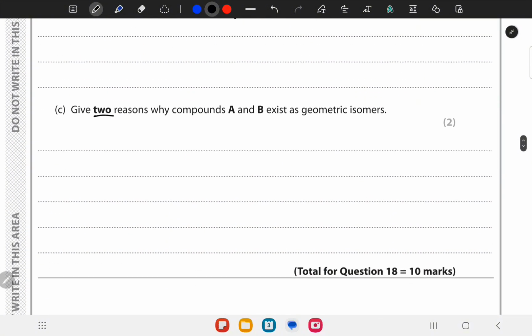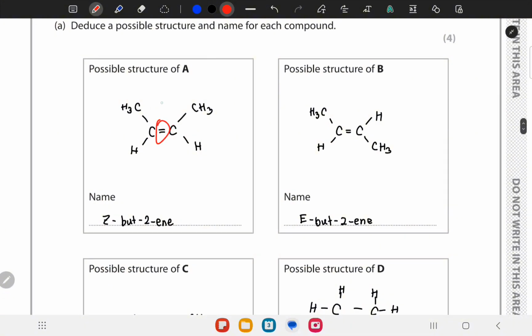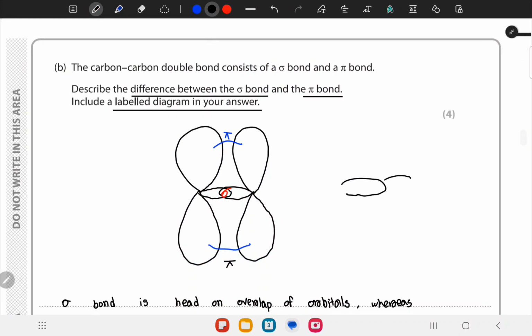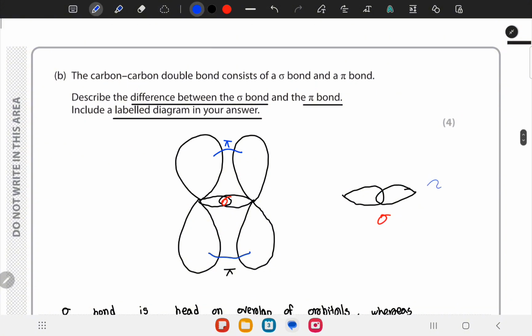Now we have to give two reasons why compounds A and B exist as geometric isomers. For cases like this, we have to talk about the restricted rotation. So around the double bond there is restricted rotation because of the pi bond. If there was a pi bond only, so this and this, so this is a pi bond, sorry my bad, this is a sigma bond. If there was a sigma bond only, I could rotate this subshell about this axis, so I could rotate it like this and there would be no change.